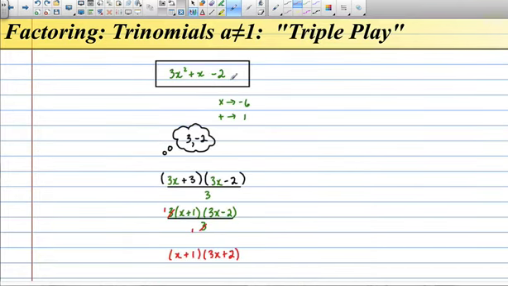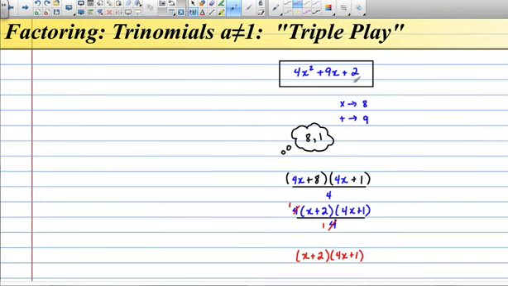Start with a trinomial. We're looking for two numbers that multiply to negative 6, combine to give 1, set up brackets, place the 3x inside the brackets and divide by the coefficient 3 here, place the magic numbers into the brackets, take out a common factor of 3, cancel the 3 off, and you're left with the final factors.